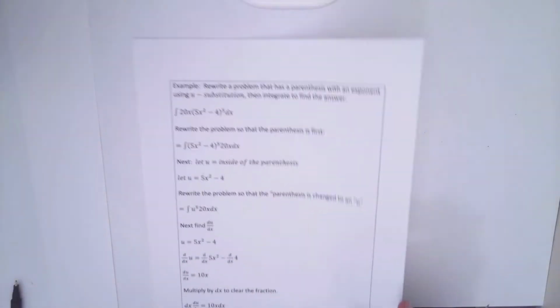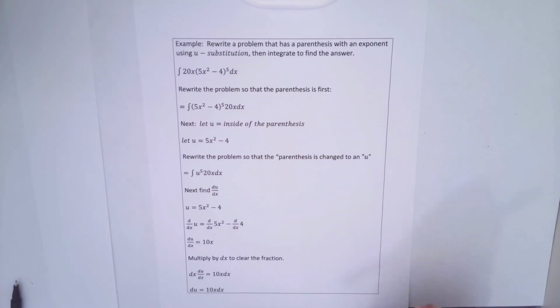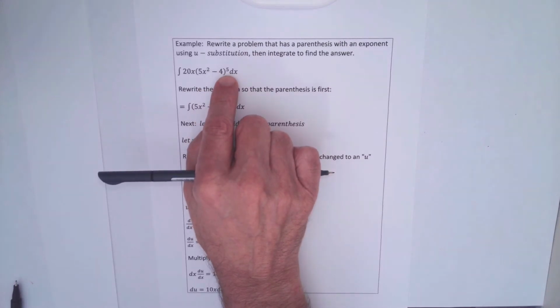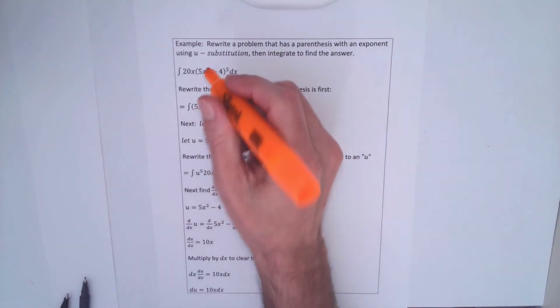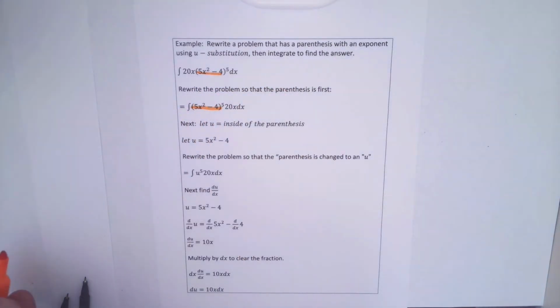So let's do another problem. Essentially the same problem, but it has the one other twist that could come up. So I have a parentheses with an exponent. No way I'm going to clear that parentheses. I'm going to integrate by U-substitution. Anytime I have a parentheses with an exponent, the first step I do is I write that parentheses with an exponent first. Just makes the substitution at the end so much easier for me.